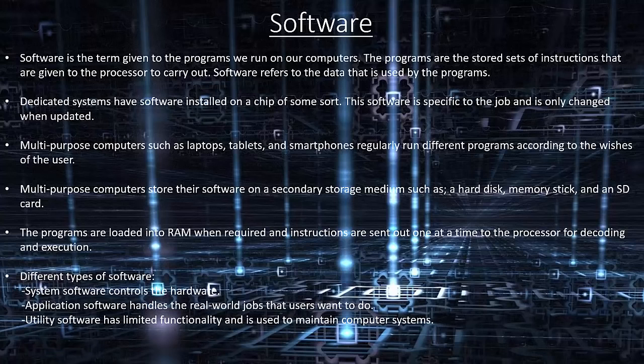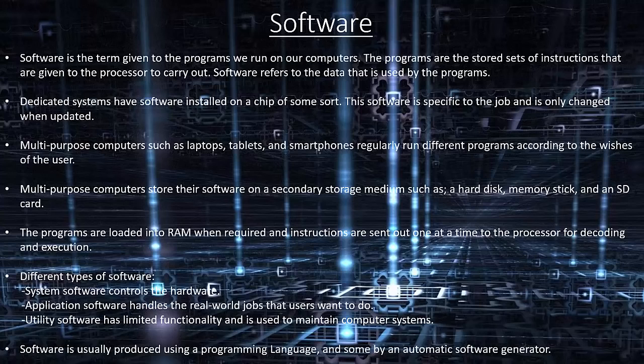Different types of software include system software, which controls the hardware, application software, which handles the real-world jobs that users want to do, and utility software, which has limited functionality and is used to maintain computer systems. Software is usually produced using a programming language and some by an automatic software generator.